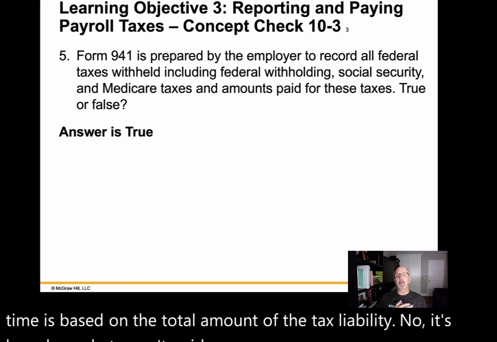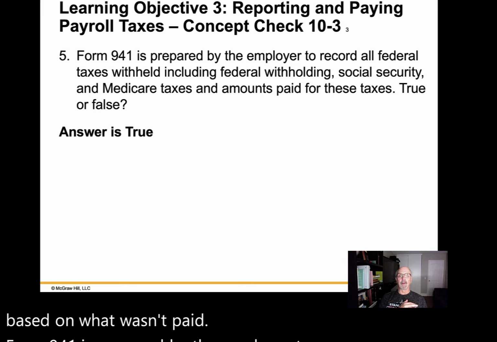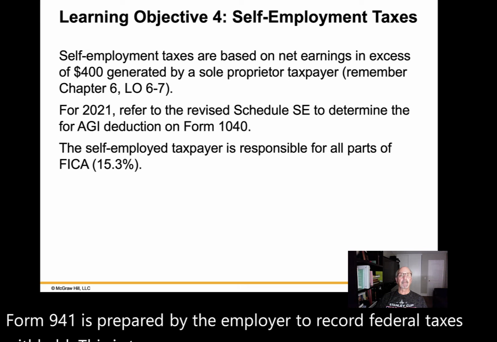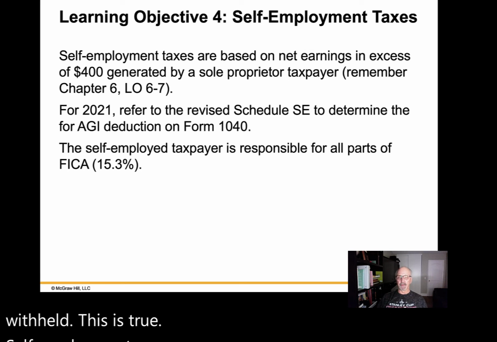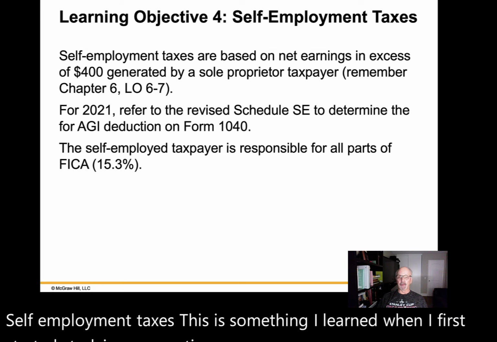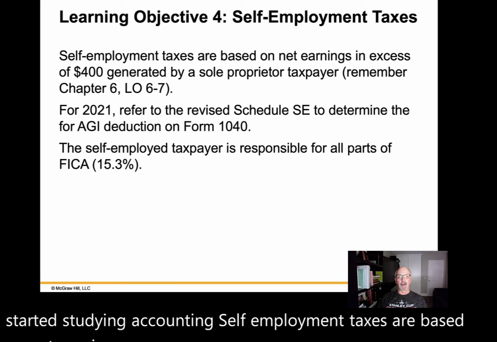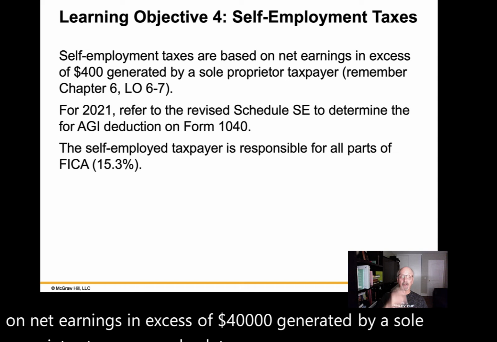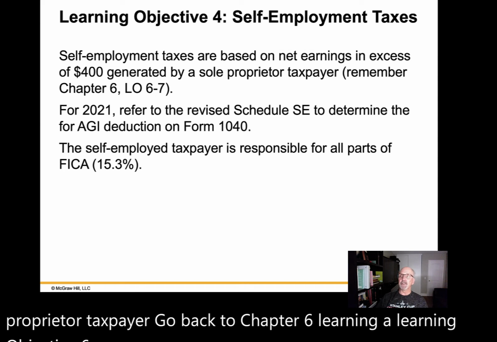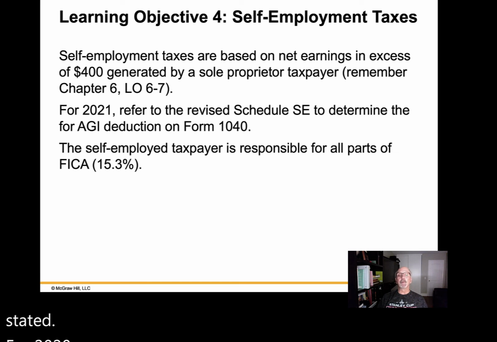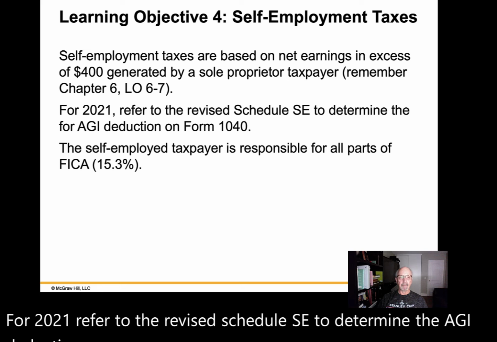Form 941 is prepared by the employer to record federal taxes withheld. This is true. Self-employment taxes. This is something I learned when I first started studying accounting. Self-employment taxes are based on net earnings in excess of $400 generated by a sole proprietor taxpayer. Go back to Chapter 6, Learning Objective 6-7 to get the details on that, but that's where this is stated. For 2021, refer to the revised Schedule SE to determine the AGI deduction for 1040. The self-employed taxpayer is responsible for all parts of FICA.